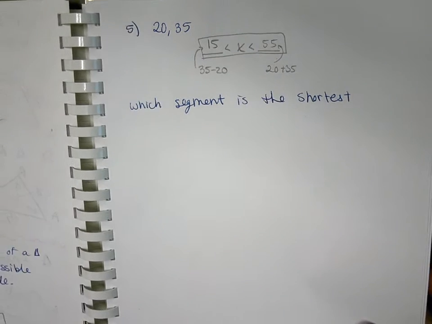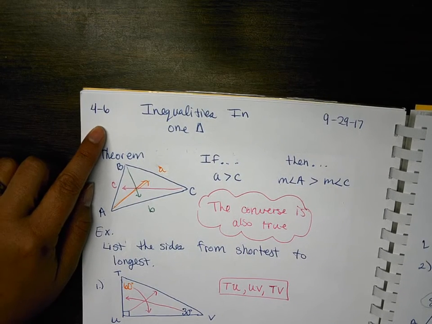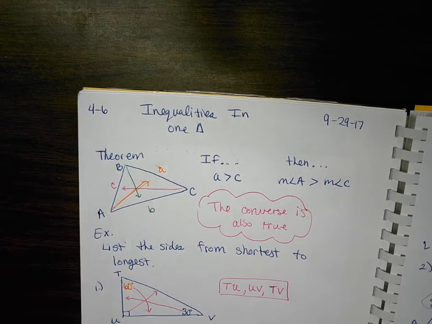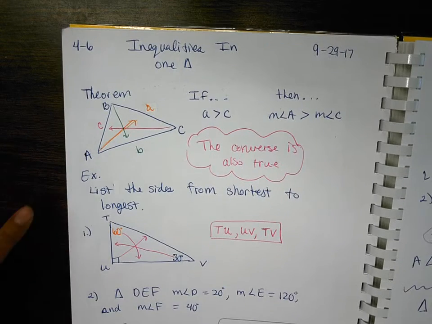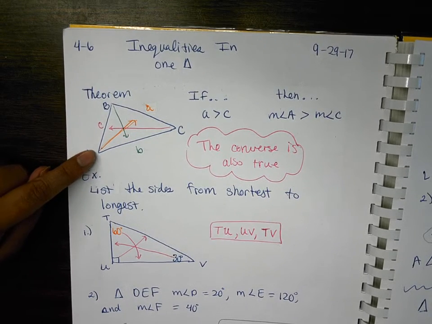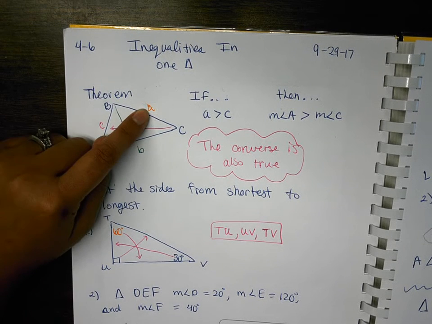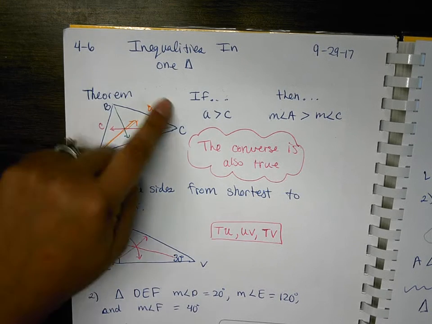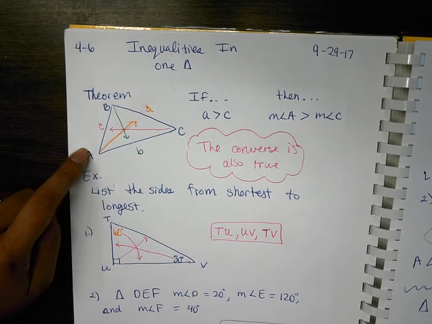Okay, so again, this is a continuation from 4-6, from Friday, 4-6, part 2, because we never had a chance to finish. So what did we talk about last week? Whatever angle is your shortest, your opposite side would be its shortest. Do you guys remember that? And vice versa, whatever side is your shortest, its opposite angle will be the smallest.